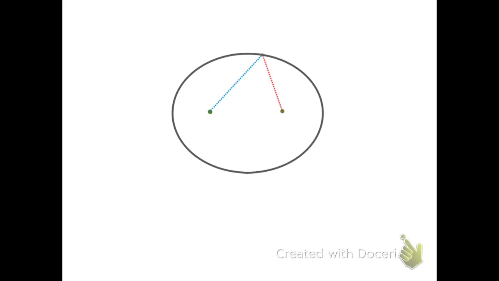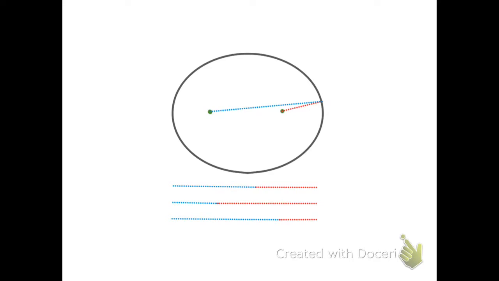Good. If you take any point on the path of the ellipse, the sum of the distances from that point to each foci will always be the same. We call that length a constant because it never changes, just like our string. See how the blue and red paths always add to the same length?